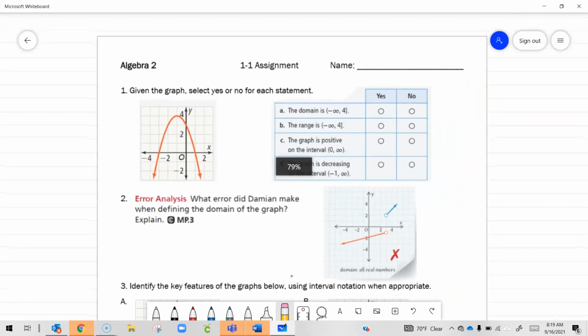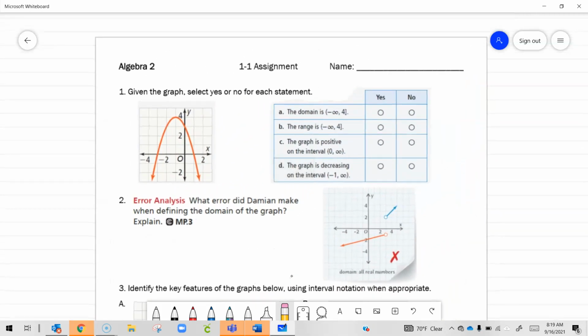So we are going to go over this 1-1 assignment to review section 1. The first thing that we're going to look at are the key features of this graph and decide whether or not these statements are true. The first one is referencing domain, and it's saying that it's negative infinity to 4. Now keep in mind, domain measures all of our x values, and so we look left to right.